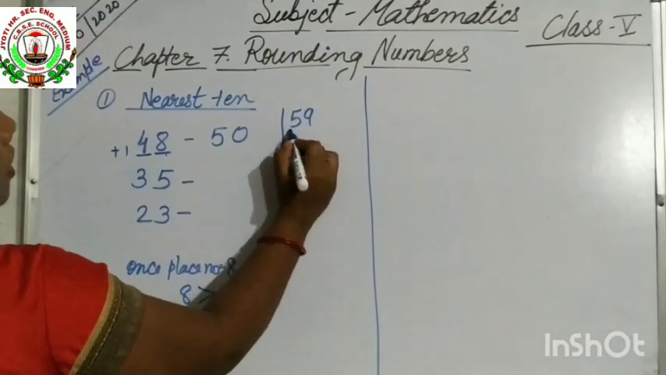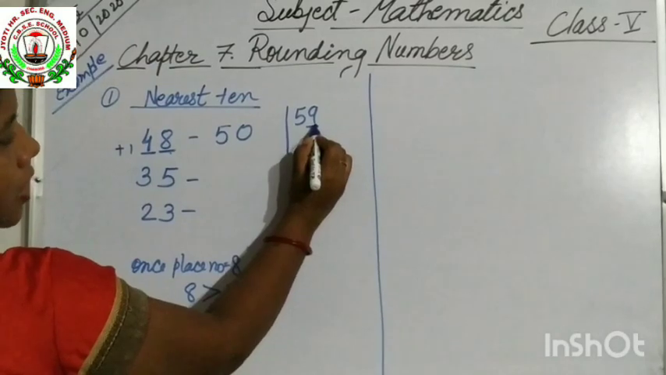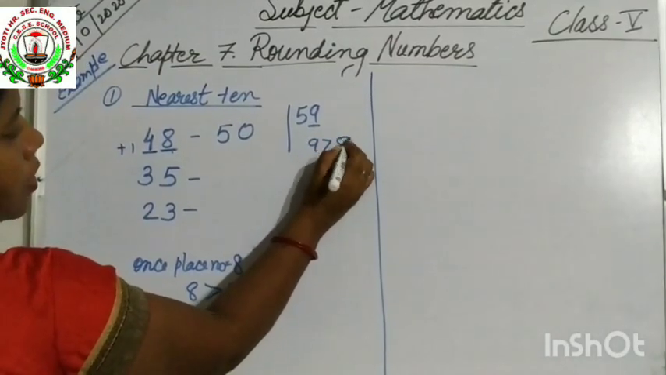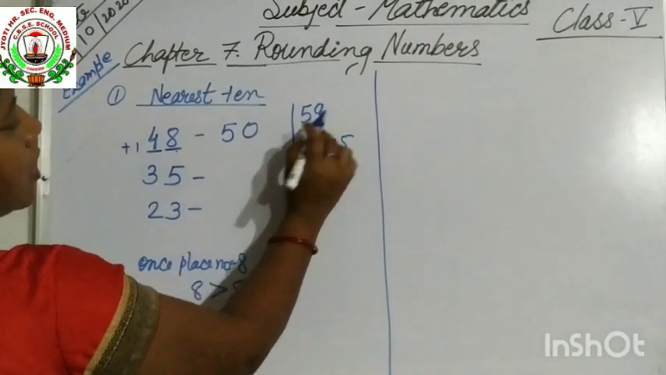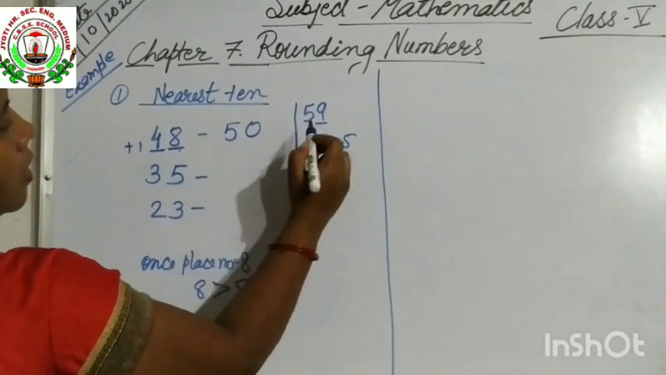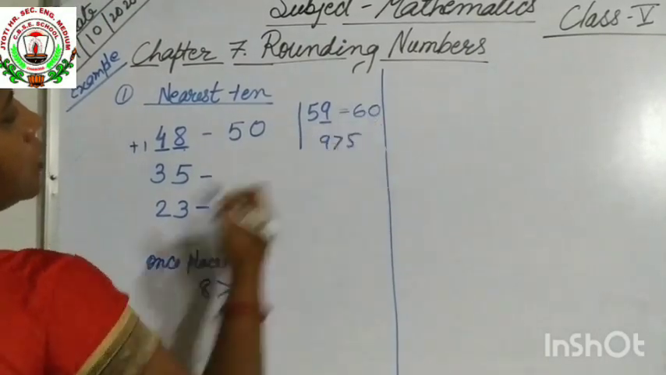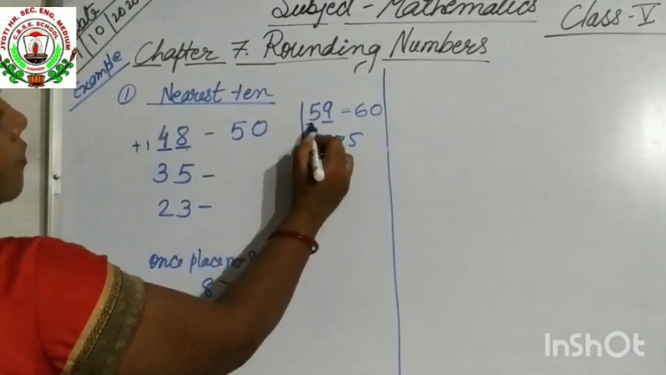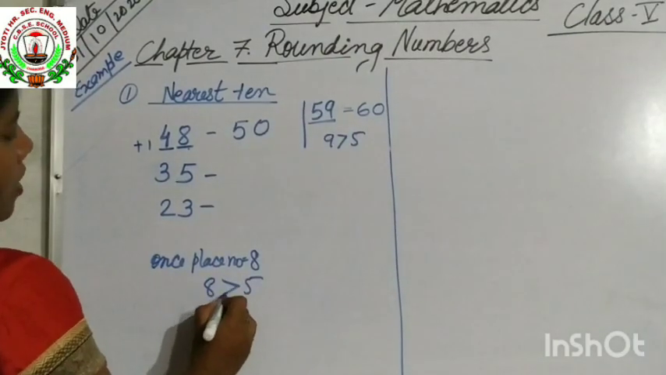Suppose we take another number, 59. Here we have to do the nearest 10. So we will see the ones place number, which is 9. 9 is greater than 5. So what will you do? You will add 1 to the tens place number. So 5 plus 1 becomes 6 and this digit will be 0. So the nearest 10 of 59 is 60. Understood? That is when it is greater than 5.